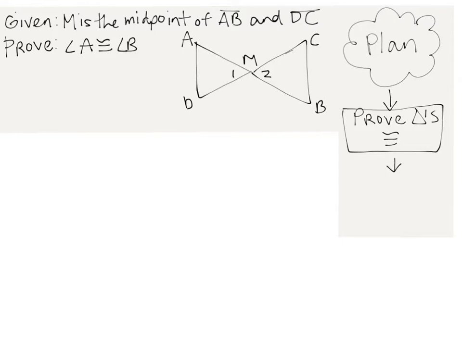This is for proof A. Your given statement is that M is the midpoint of AB and DC. So M is the midpoint of 2 different segments. They'd like us to prove that angle A is congruent to angle B. You're going to need to copy the given and the prove, this diagram, and this plan. And once you're ready, we'll move forward. Go ahead and pause, and when you unpause, we'll go through our plan.